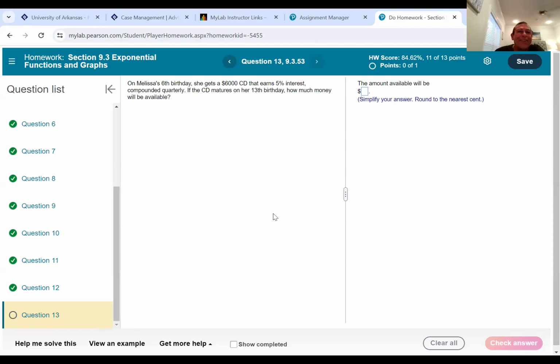All right, let's see. Here's our, so this would be a type of problem that you'll see using that formula, okay? So let's see. On Melissa's 6th birthday, she gets a $6,000 CD, 5% interest, compounded quarterly. So what they want to know, if the CD matures on her 13th birthday, how much money will be available?